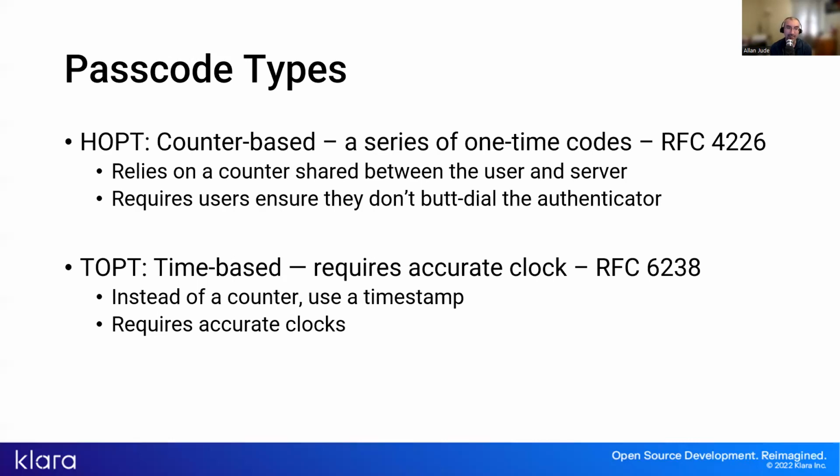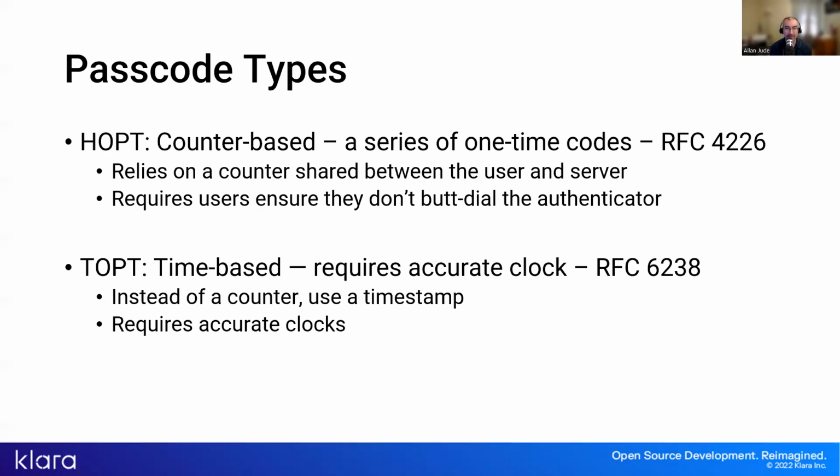But one of the advantages of a counter-based system is you can pre-generate the codes. So you can actually have the next 200 codes printed out on a physical piece of paper or something, which can be a useful fallback mechanism when things go sideways.